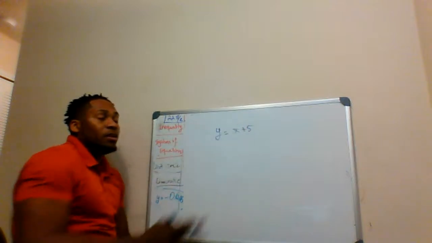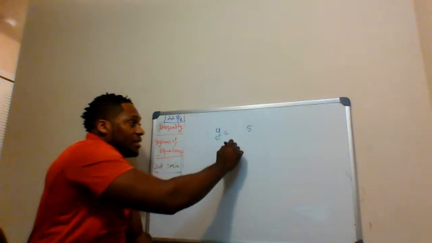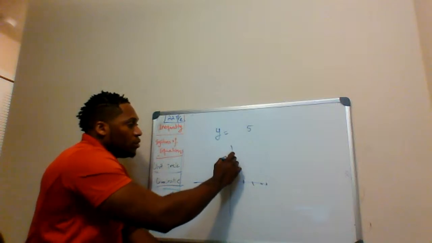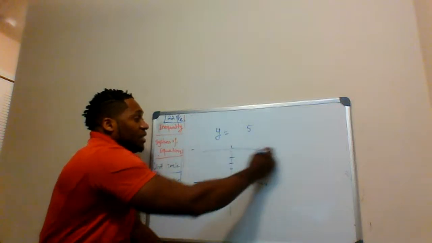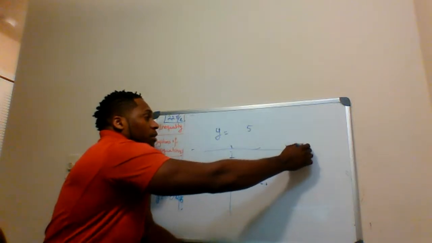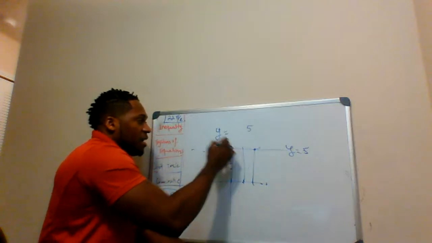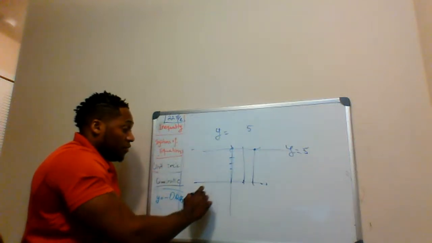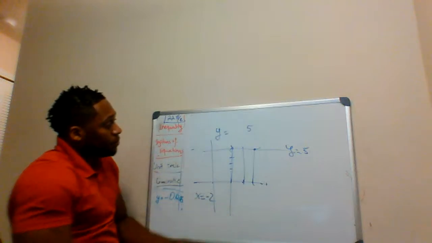And the degree could also be 0. Like if you have y is equal to 5, so 1, 2, 3, 4, 5, for any x value, y is always equal to 5. So that's still a linear equation. X is equal to 0, y is equal to 5. X is equal to 1, y is equal to 5. X is equal to 20, y is equal to 5. X is equal to negative 2 is also a linear equation.